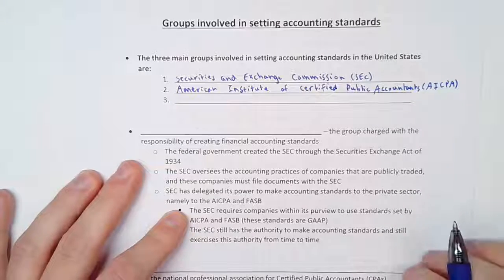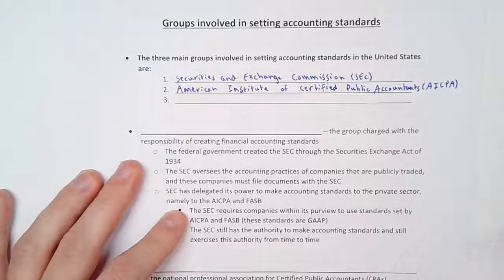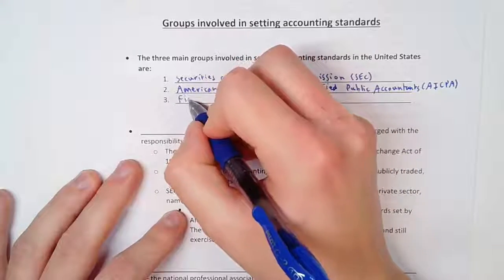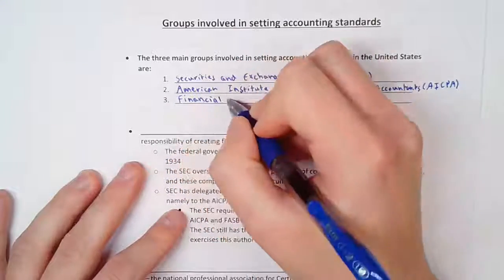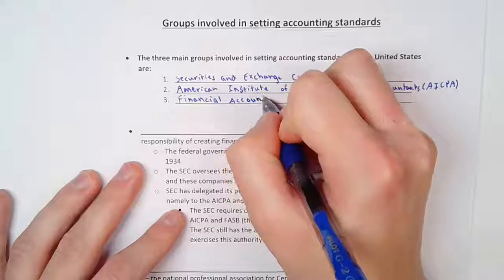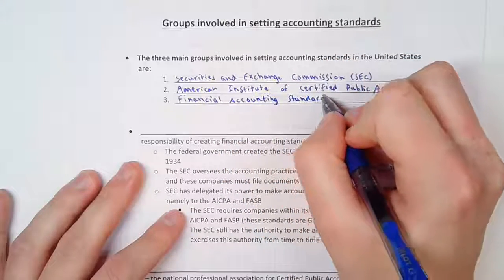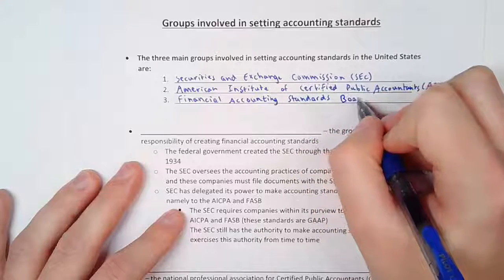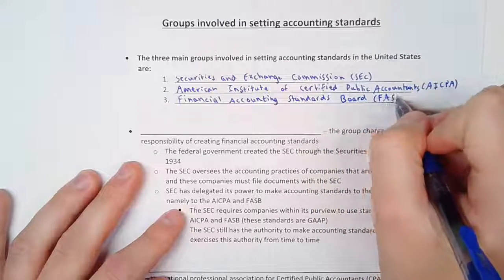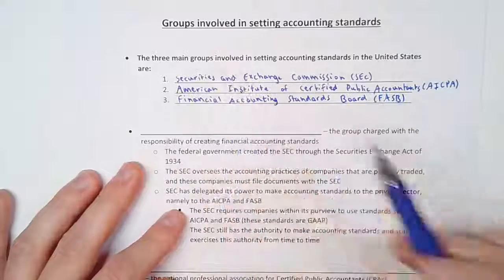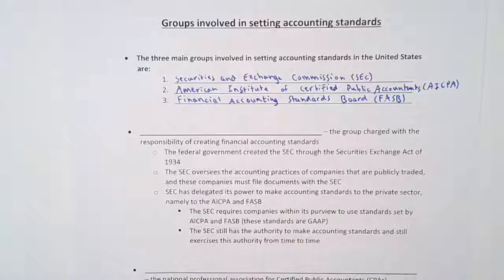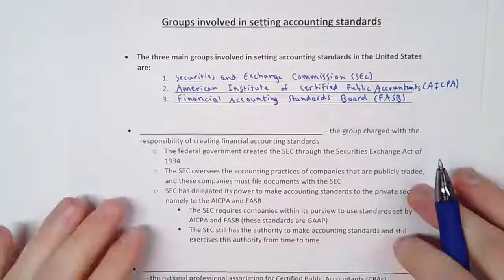And then finally, we have the Financial Accounting Standards Board, and this is also known as the FASB. Okay, so those are our three main groups that are involved in setting accounting standards in the United States. Just an overview. Now we're going to dive into more specifics about each one of these groups.